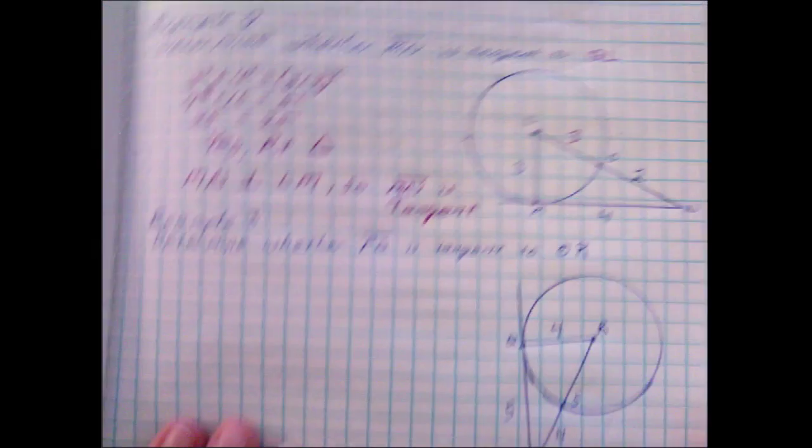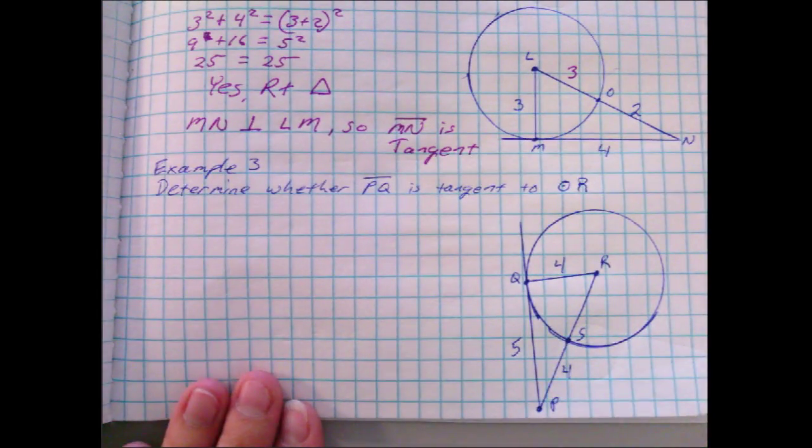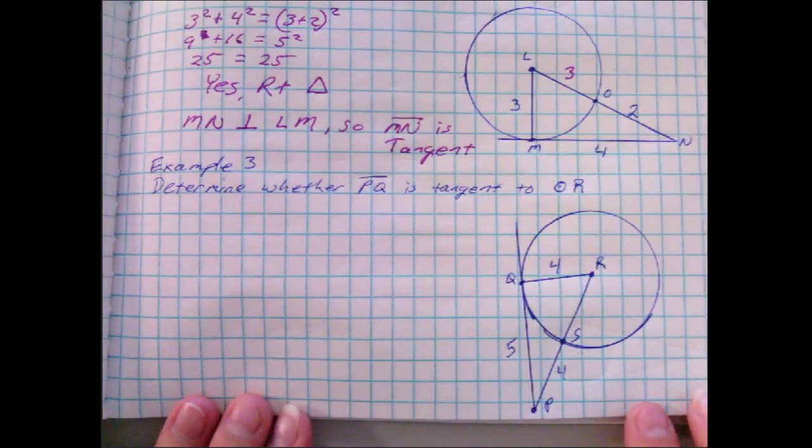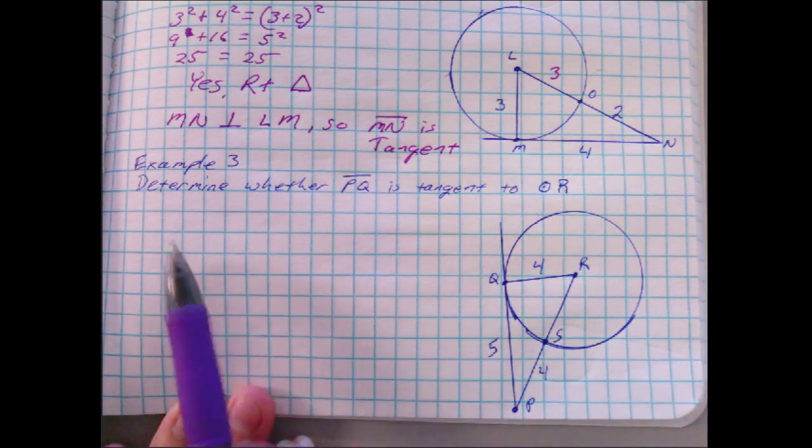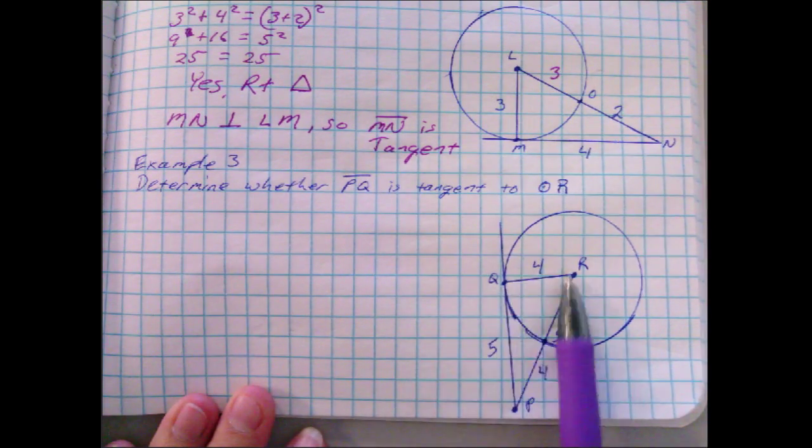All right, let's keep moving. We have another example down here. This time we're going to determine whether PQ is tangent to circle R. So we're looking at our pieces again.